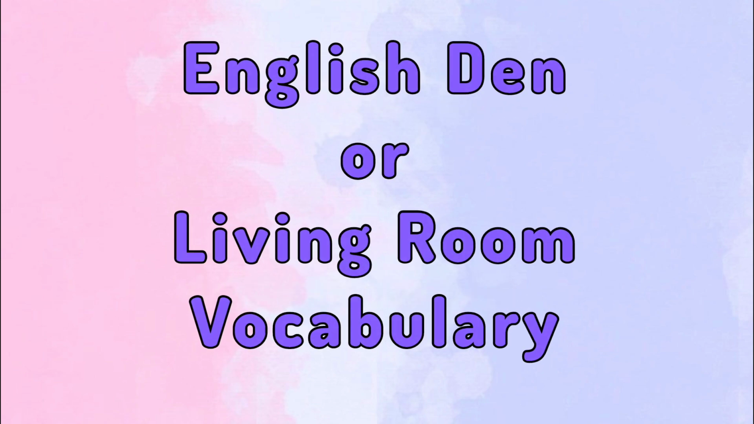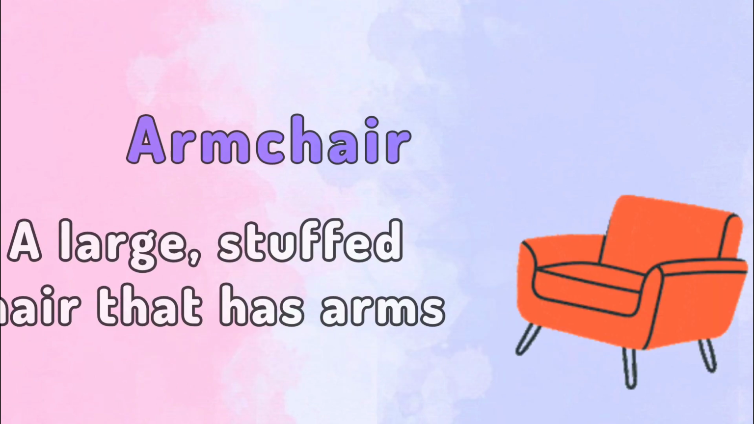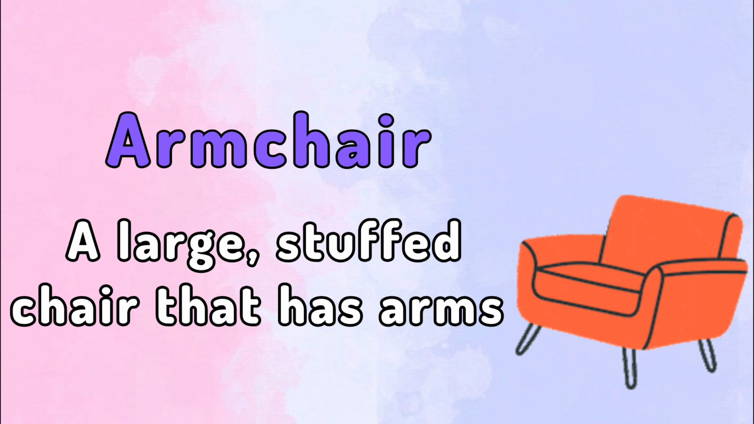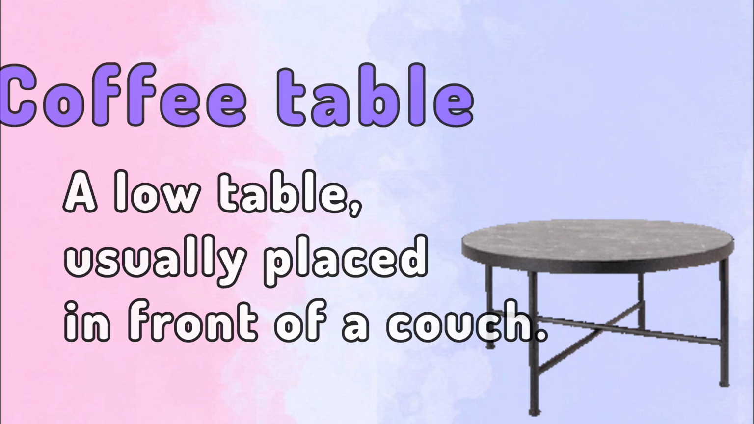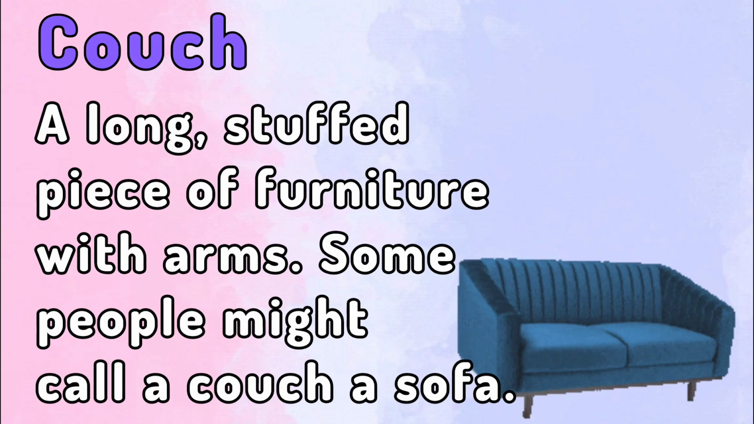English den or living room vocabulary. Armchair, a large soft chair that has arms. Coffee table, a low table usually placed in front of a couch. Couch, a long soft piece of furniture with arms. Some people might call a couch a sofa.